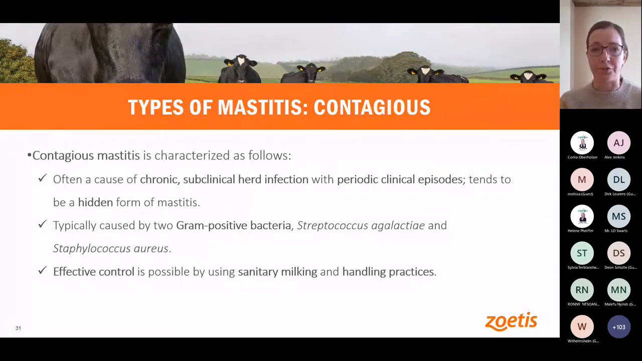So this is quite a frustrating type of mastitis to deal with, especially if it's chronic and subclinical. This is usually caused by 2 gram-positive bacteria, the Streptococcus agalactiae and the Staph aureus, which is definitely the more important one there. When we're looking at control here, it would be sanitary milking and handling practices, because remember, like I just said, it's usually carried over from one cow to the next during milking.